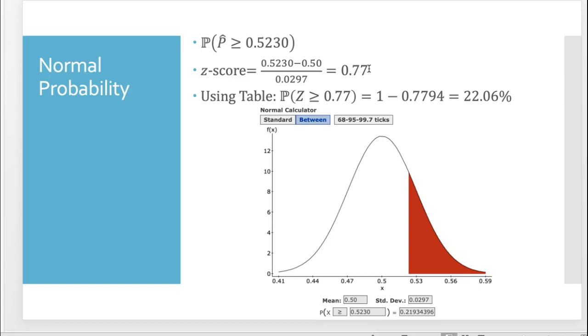Okay, so what we get here is that there's roughly a 22.06% chance of observing the sample proportion or larger values, assuming that there's no preference. So in this case, it's pretty likely that we observe it. An outcome of this amount is pretty common if this is the true proportion.